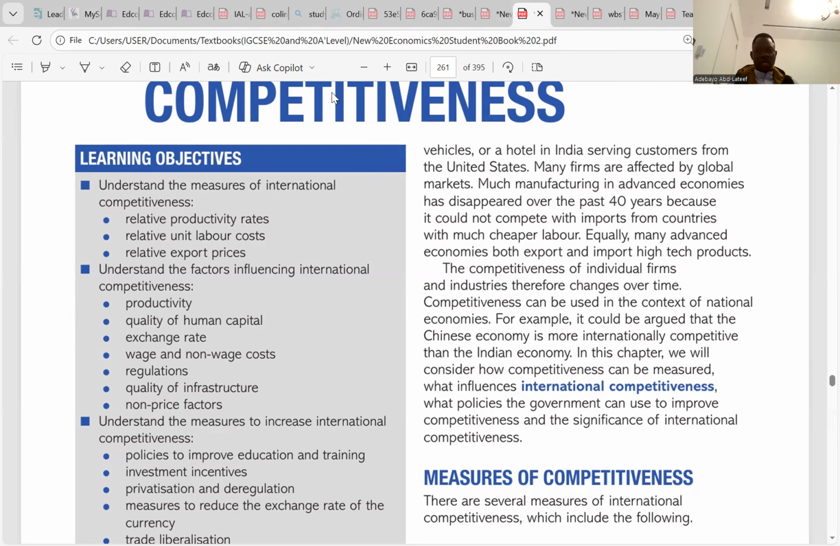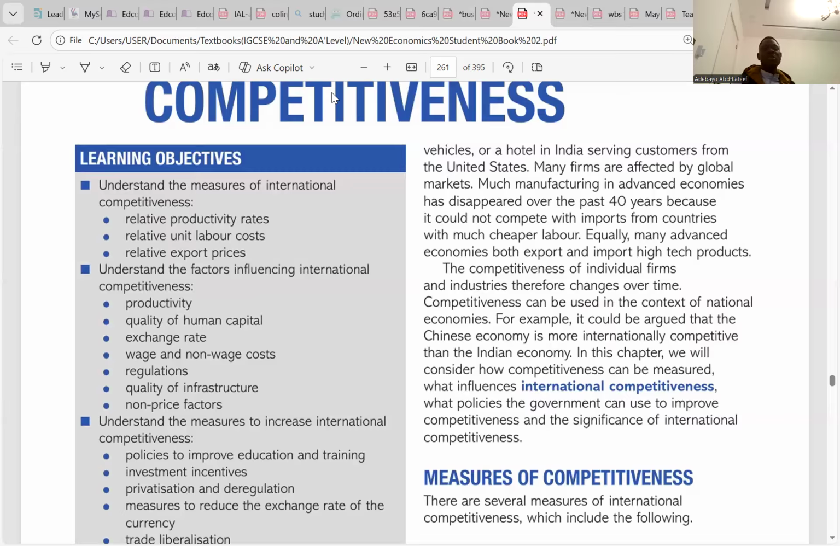In this chapter, we will consider how competitiveness can be measured, what influences international competitiveness, what policies the government can use to improve competitiveness, and the significance of international competitiveness. So there is international competitiveness if a country or a firm in a country is able to compete in the global market. When we talk about firms competing in the global market, it involves importation and exportation.